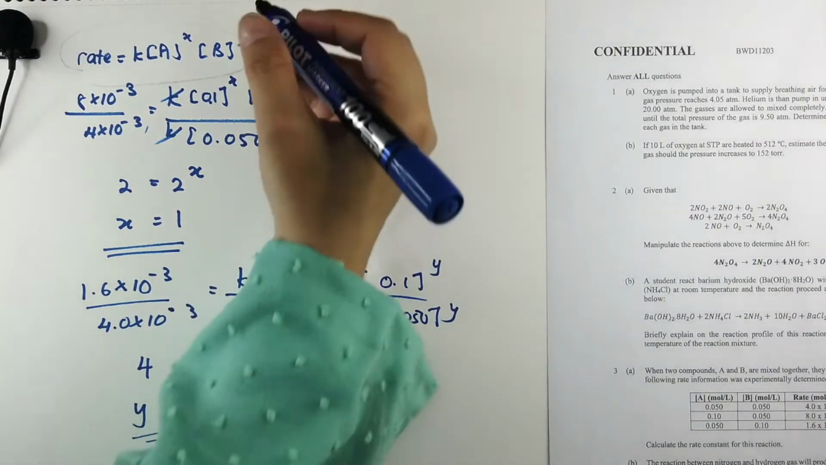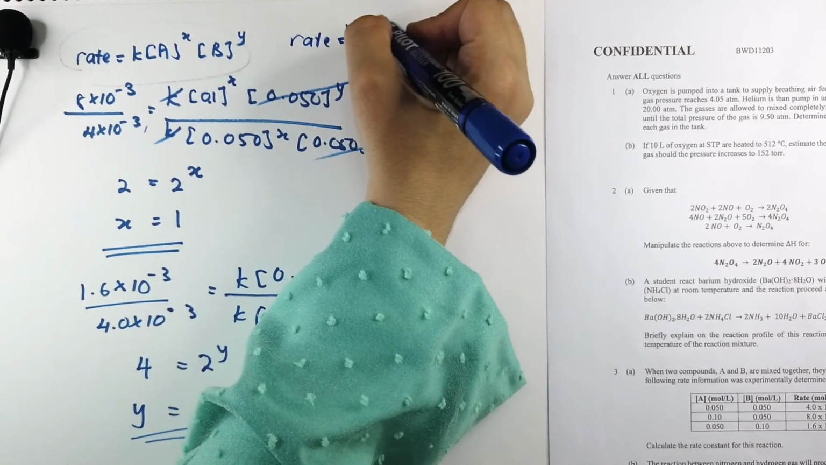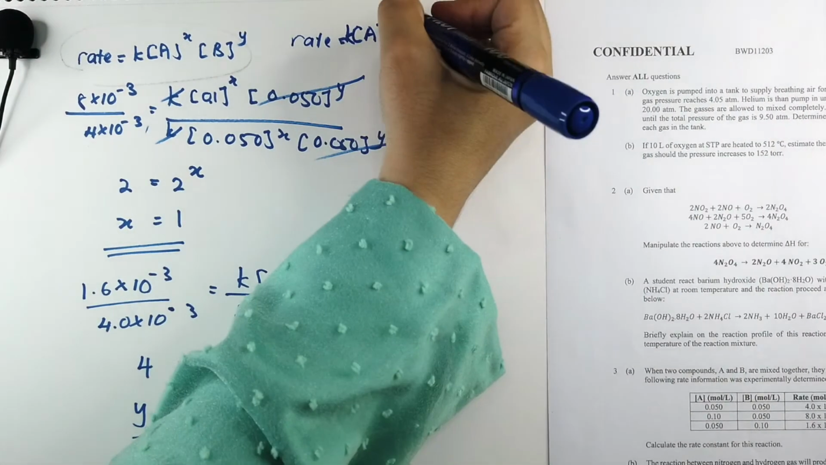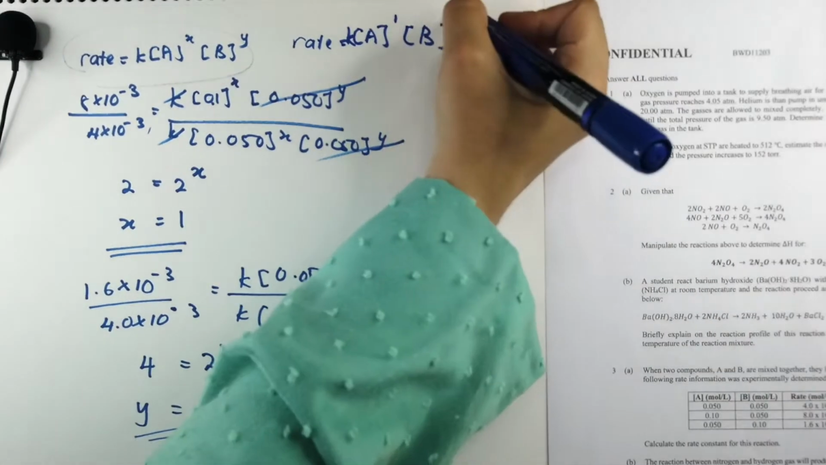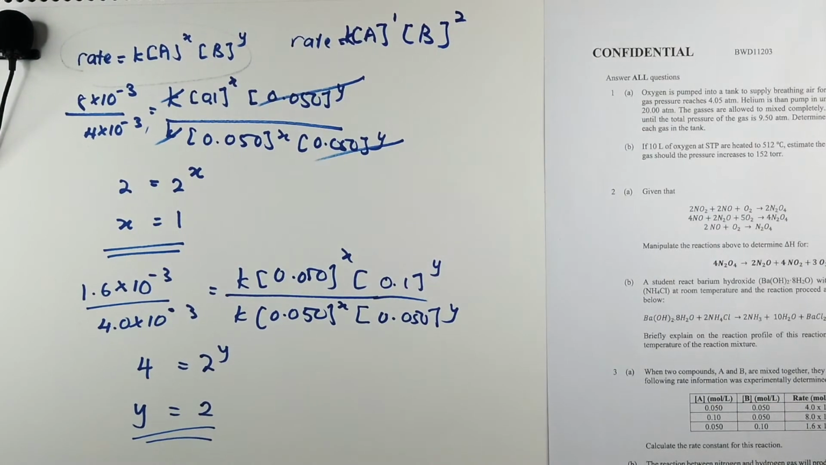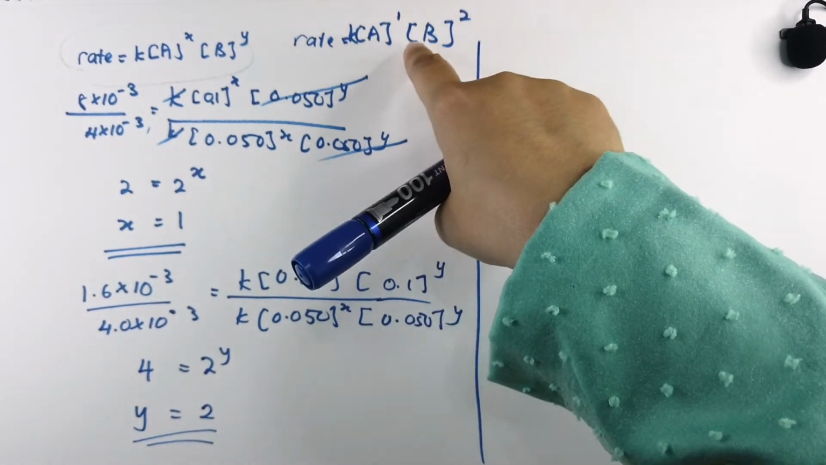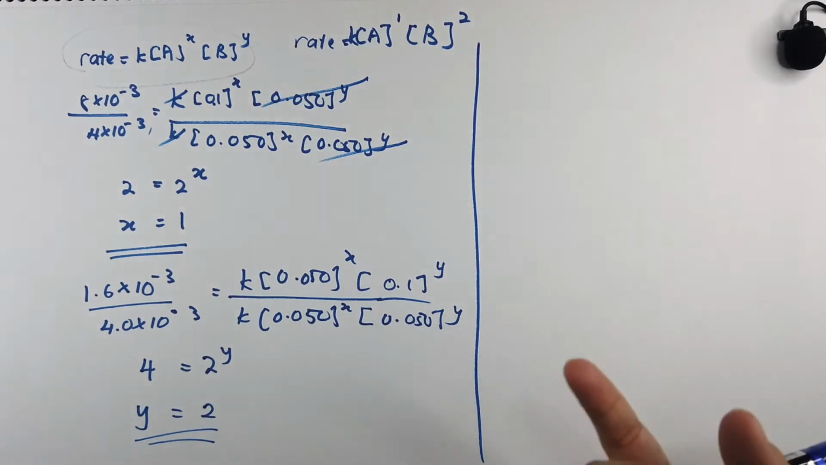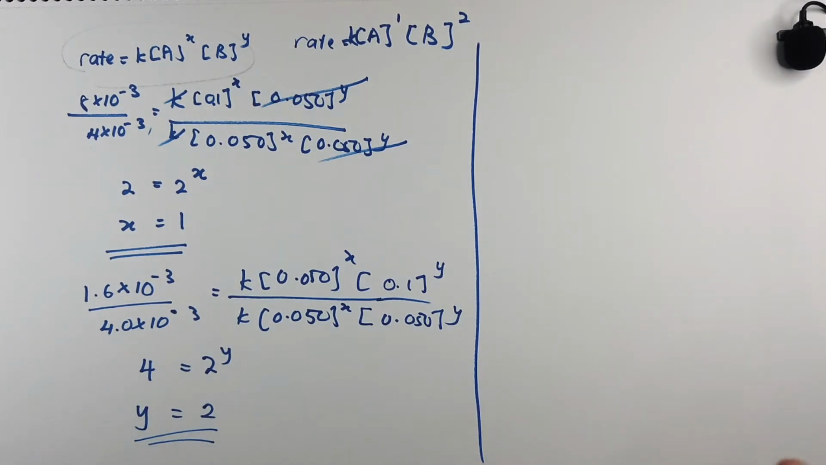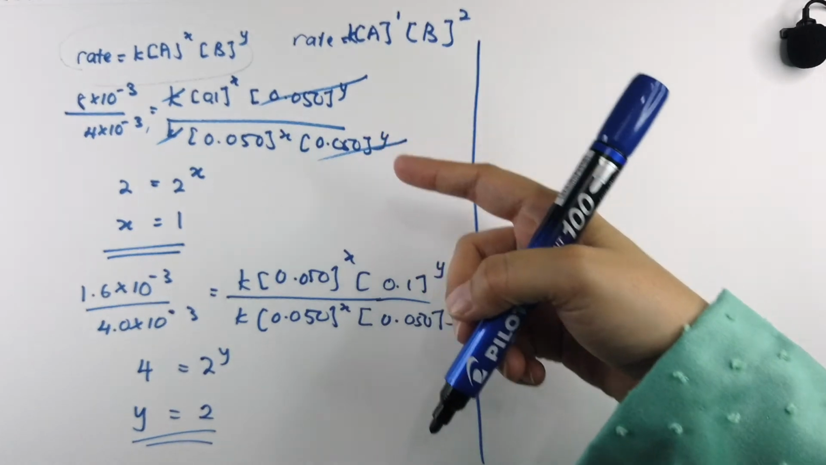Okay, so the rate now shall be: rate is equivalent to K times A to the power of 1 and B to the power of 2. Since we already know this, we shall be able to find the value of K. All you need to do is take any one of the data, from any experiment, and then you can predict what K is.